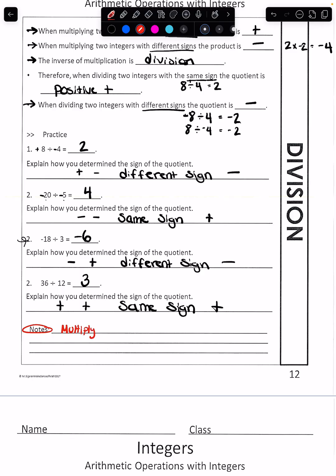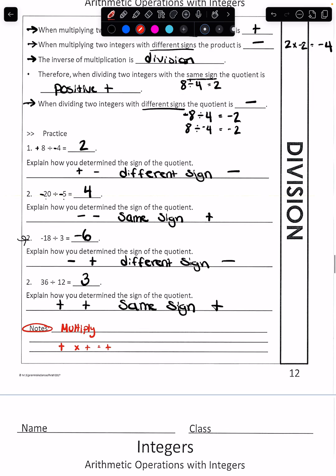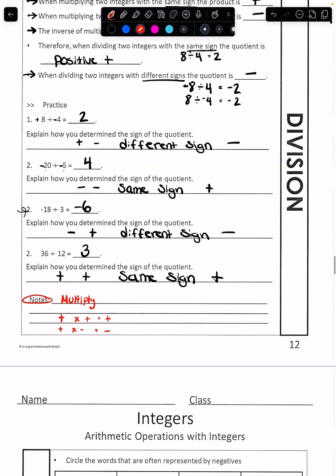If I have a positive times a positive, you'll get a positive number. If I have a positive times a negative number, I'll get a negative number. And you can flip these two around. I could have a negative times a positive and still get a negative. And if I get a negative times a negative, you'll get a positive.